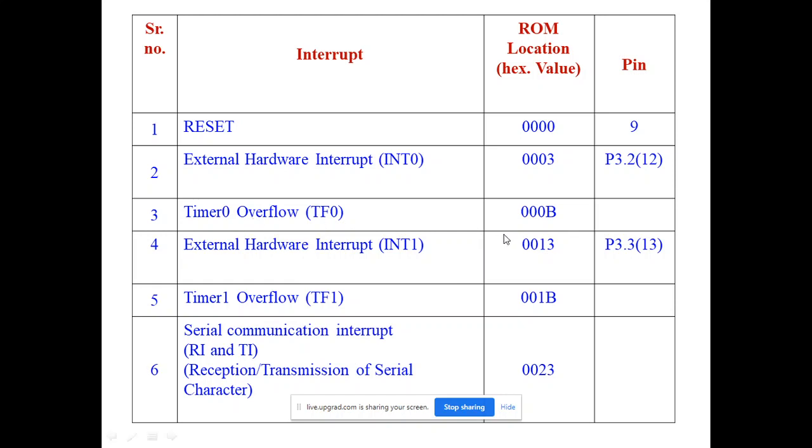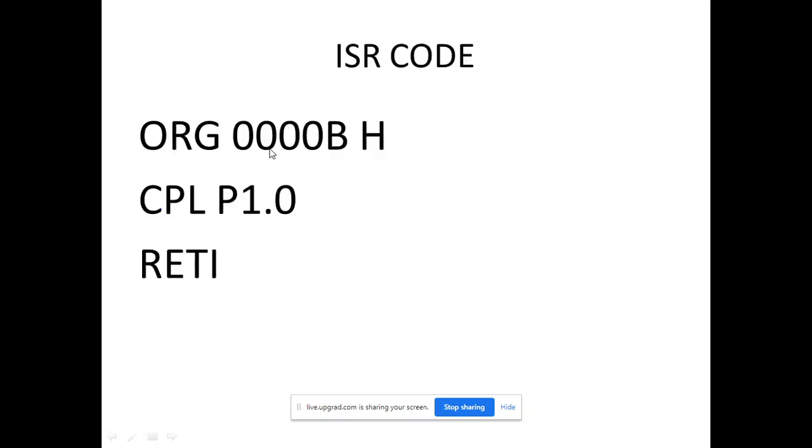At that time the microcontroller passes to which location? The 000BH location. At that location we write the program as per my problem statement. In my problem statement, I want to complement the LED which is connected to P1.0, meaning I want to toggle the LED which is connected to P1.0. That's why I am writing the instruction CPL P1.0. That's why the LED connected to P1.0 gets toggled.